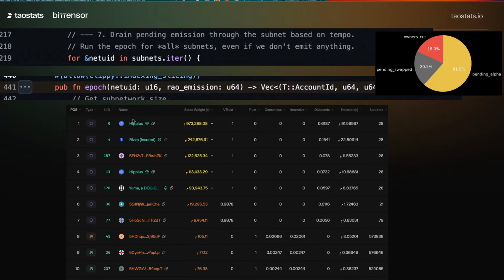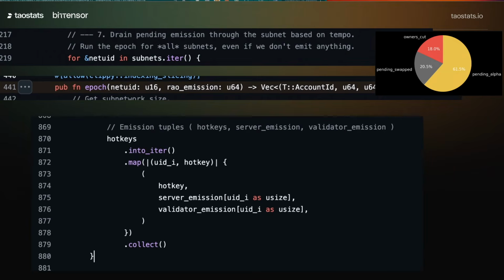So if you remember, validators have dividends, and miners have incentive. So that's why they're stored in two different locations in this new hotkeys variable that we created. So again, here's the incentive and here's the dividends.